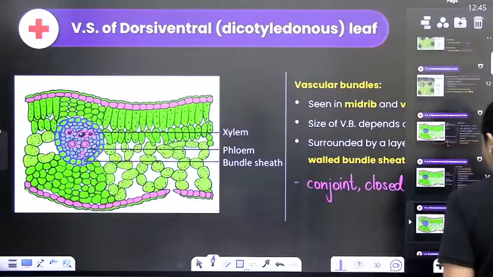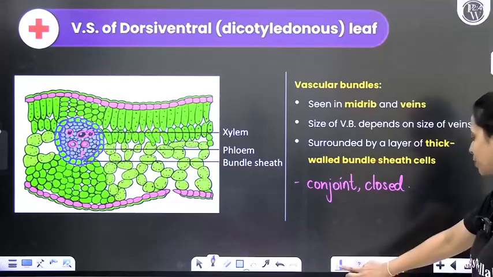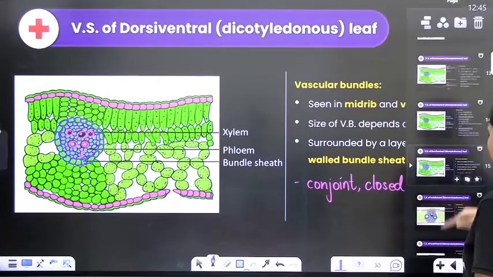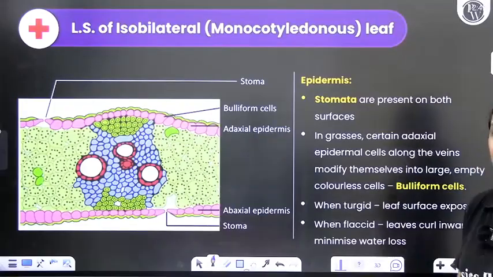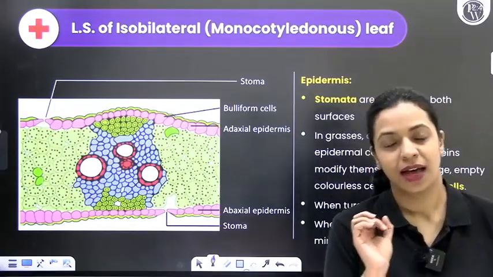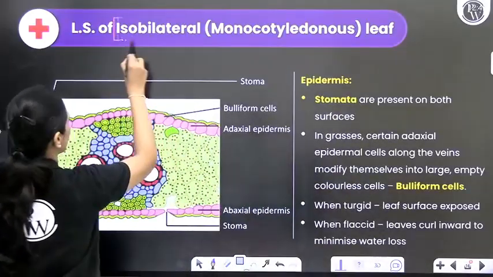Yeah, that's pretty much it. Next, we'll have to talk about monocot leaf. We'll finish that also and then I'll ask you for doubts. Okay. So, a monocot leaf has another name. It's called isobilateral leaf.